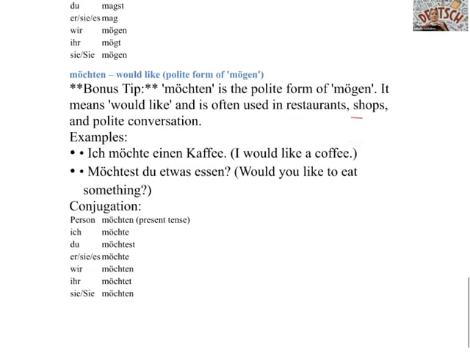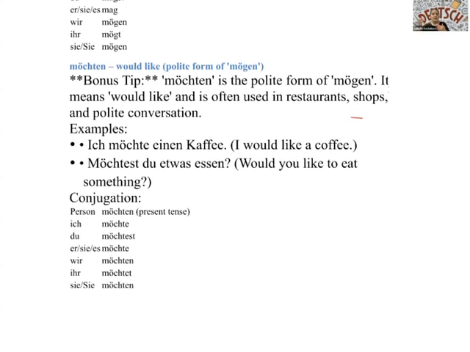Now, I have a bonus tip for you all. So, möchten, what is möchten? It's a polite form of mögen. It means would like to. Mögen means to like something, but möchten उसका और politer version है. Would like to. ये use होता है restaurants में, shops में, और जब भी हमें कोई conversation बहुत politely लीड करनी हो, in that sense we use möchten.